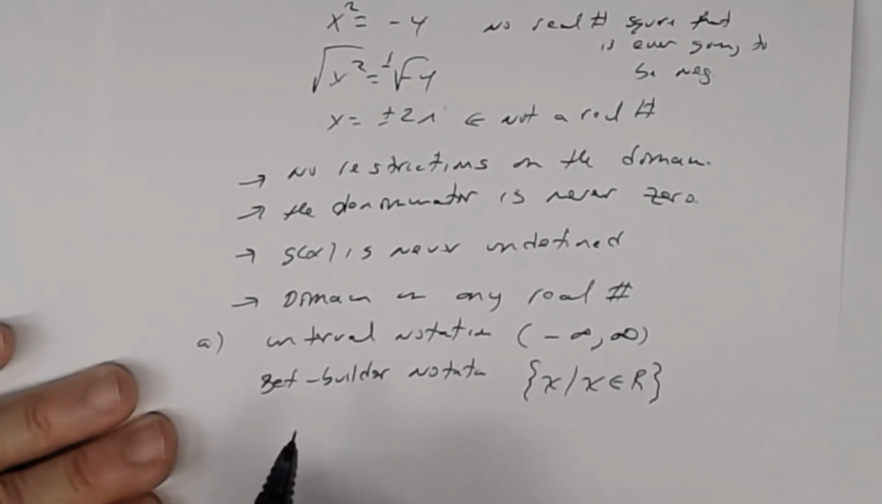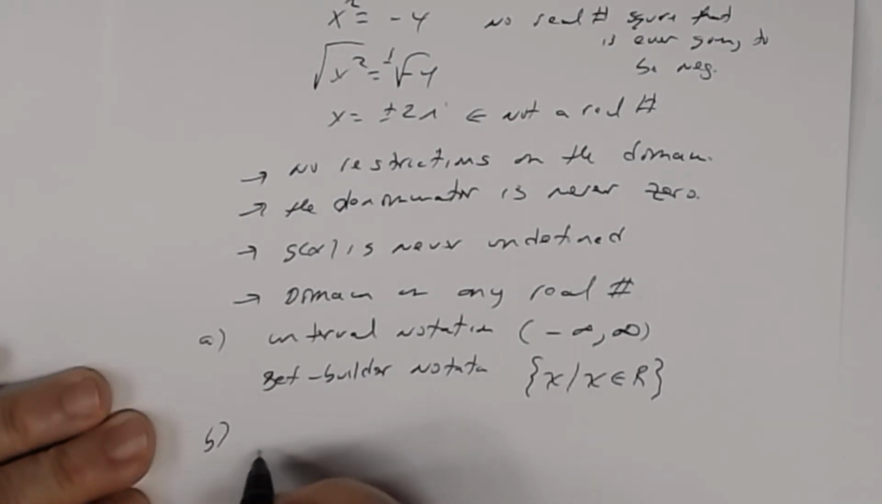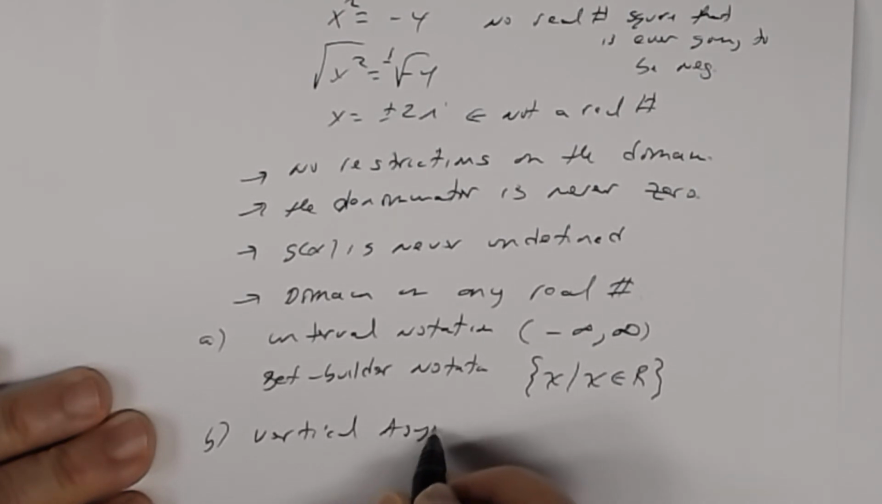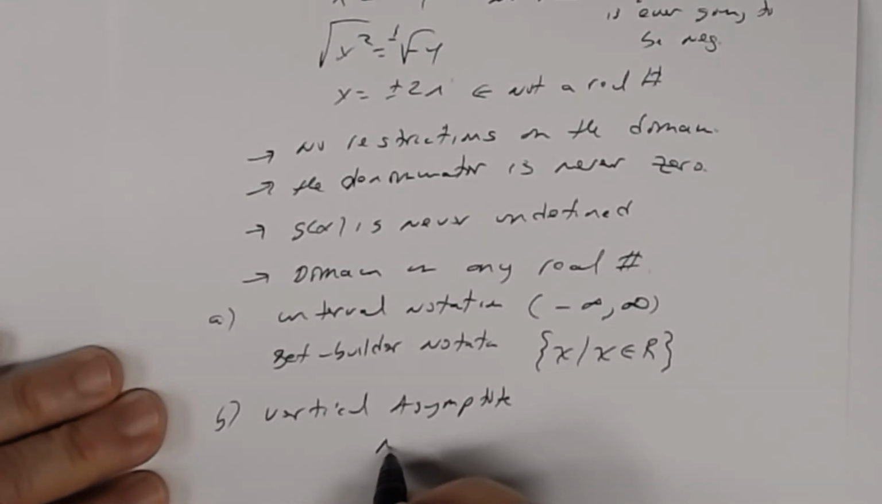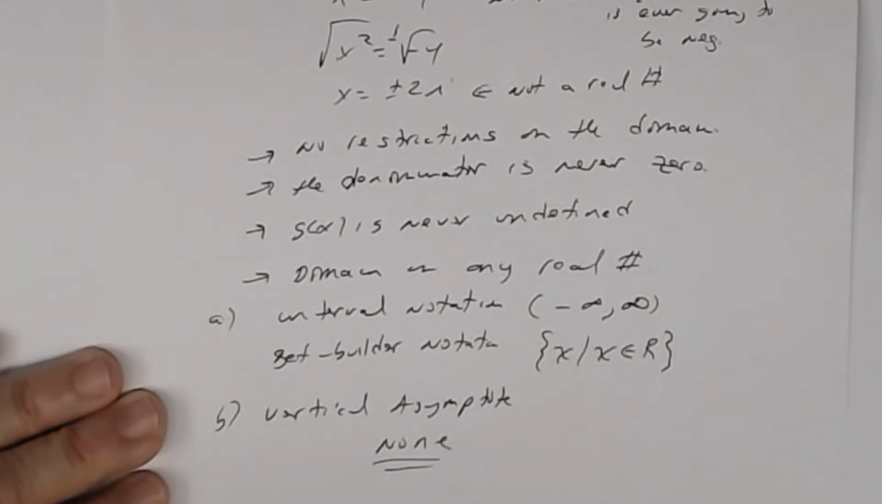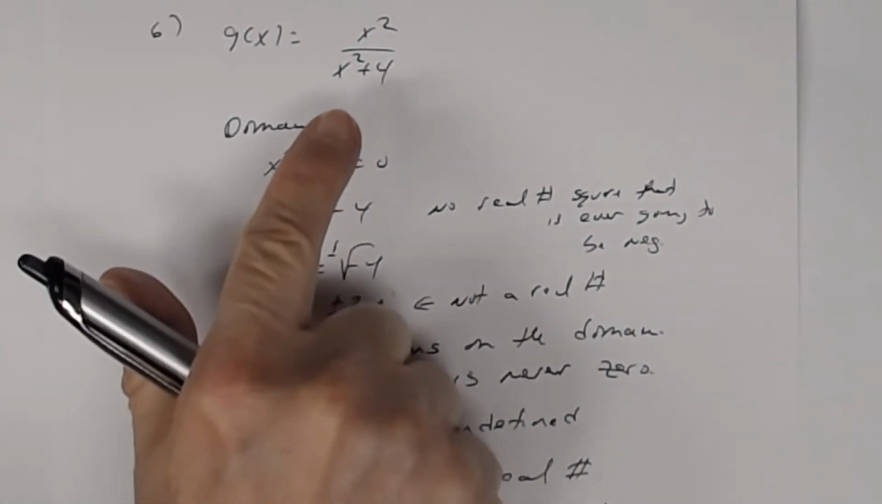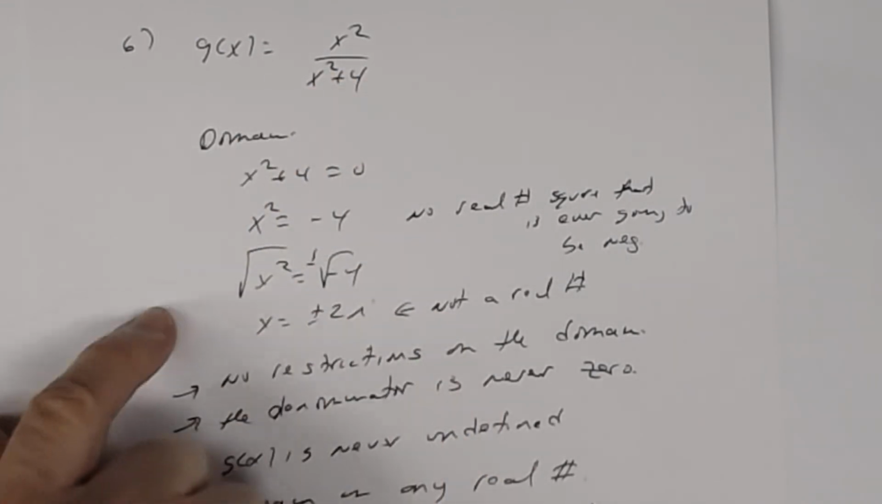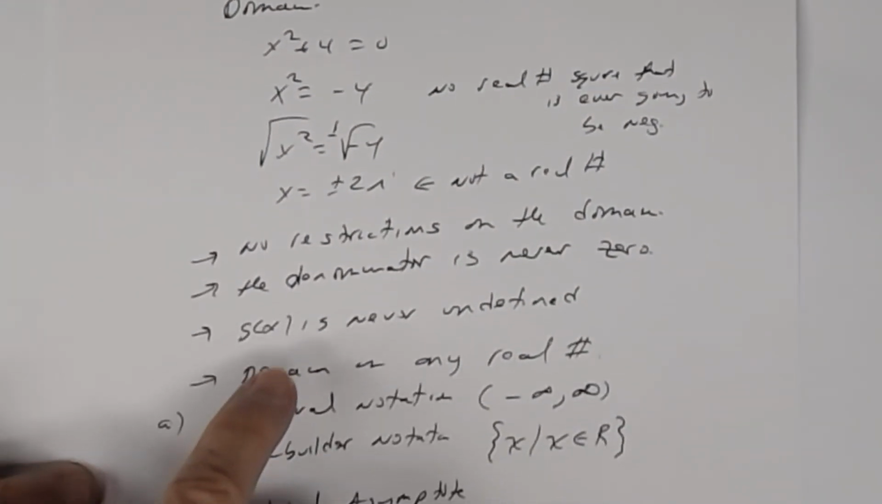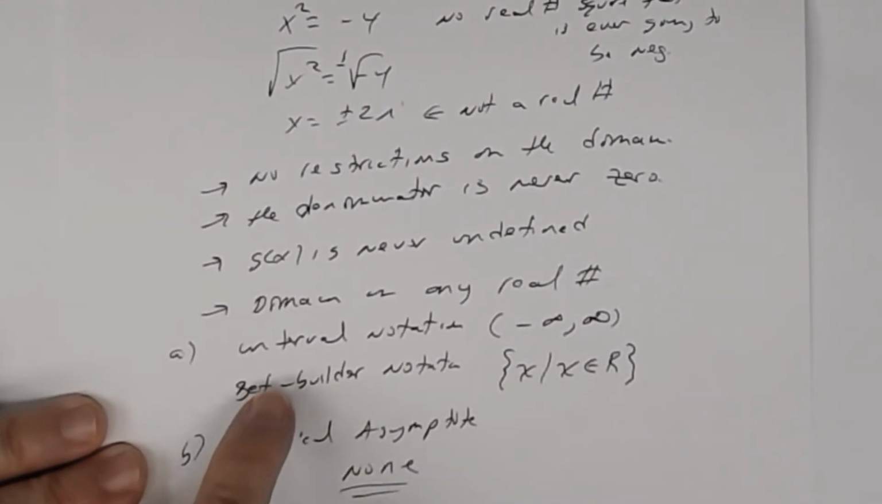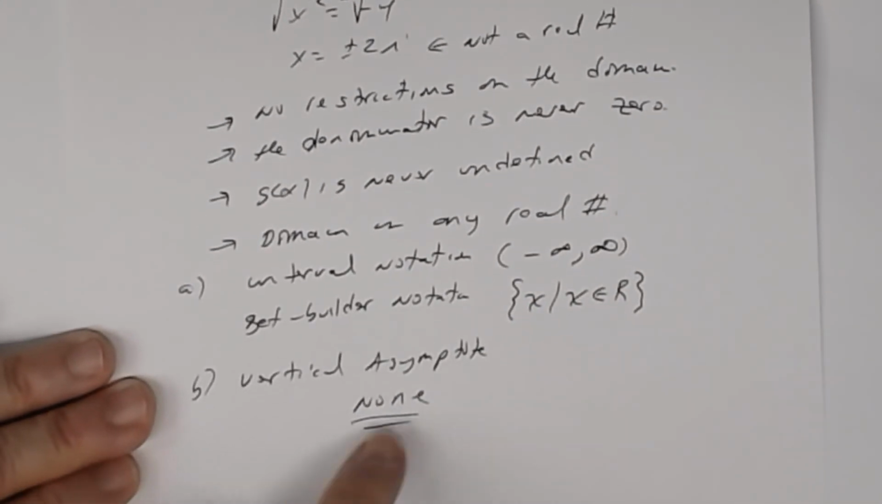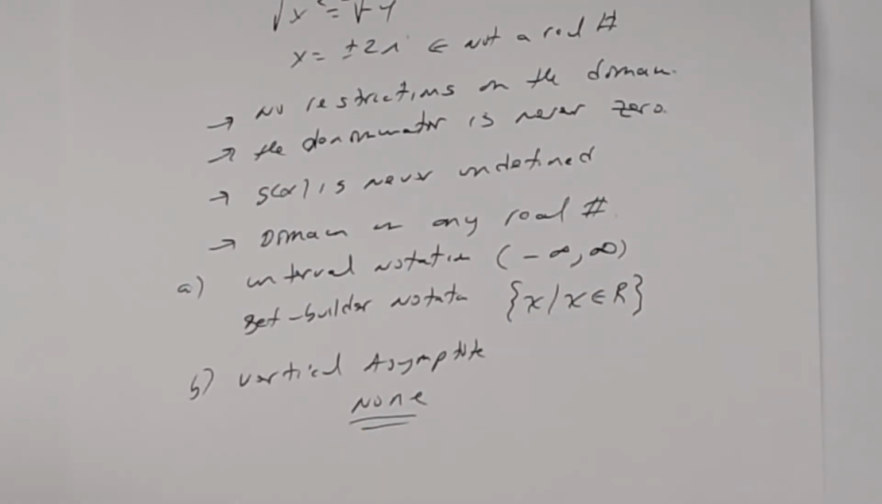All right? Now, since there's no restriction, the next question is, what's the vertical asymptote? Well, since there's no restriction, there is none. So there are no vertical asymptotes, since the denominator is never going to be 0. The domain is any real number, so there are no restrictions, so there's no vertical asymptote.